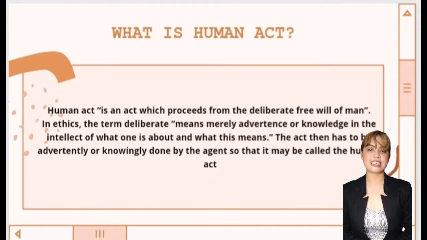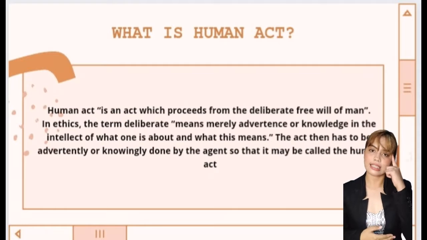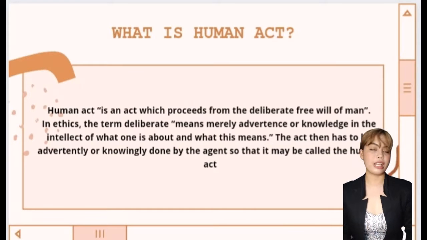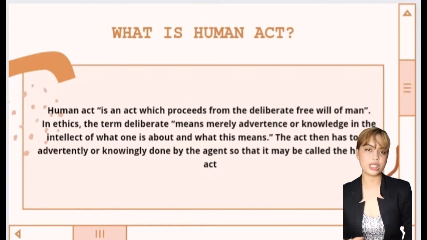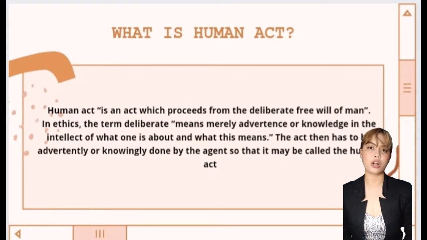A human act is an act that we do with the use of free will and intellect. They are done freely, deliberately, and voluntarily. These are actions that are proper to humans, thus the crucial element of willful consent and knowledge of the action must be present. For example, studying, working, eating healthy foods.